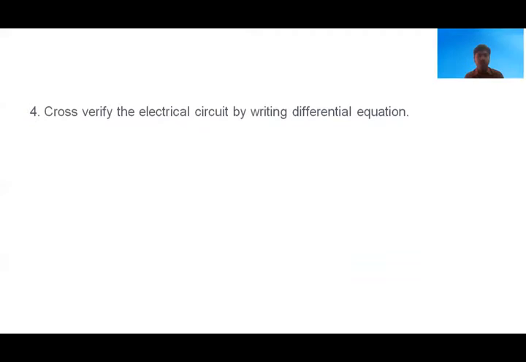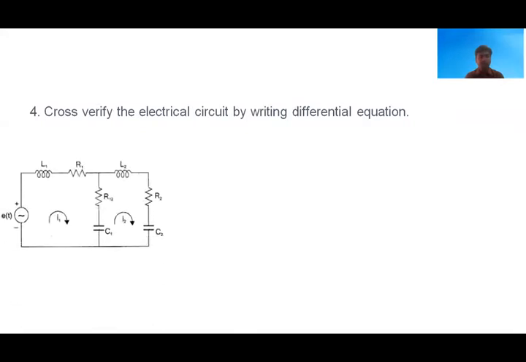Now we'll cross verify the electrical circuit obtained with differential equations. Till now we have converted the given mechanical translational system into the equivalent electrical model, but whether the obtained electrical circuit is correct or not, or analogous exactly to the mechanical model or not, to cross verify this, we'll write again the differential equations from the obtained electrical circuit and we'll cross verify with the differential equations obtained with the mechanical translational system.